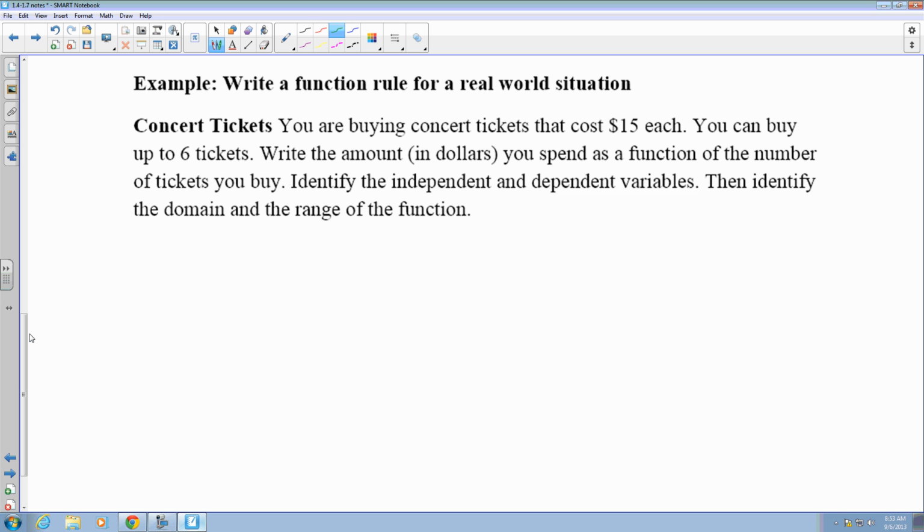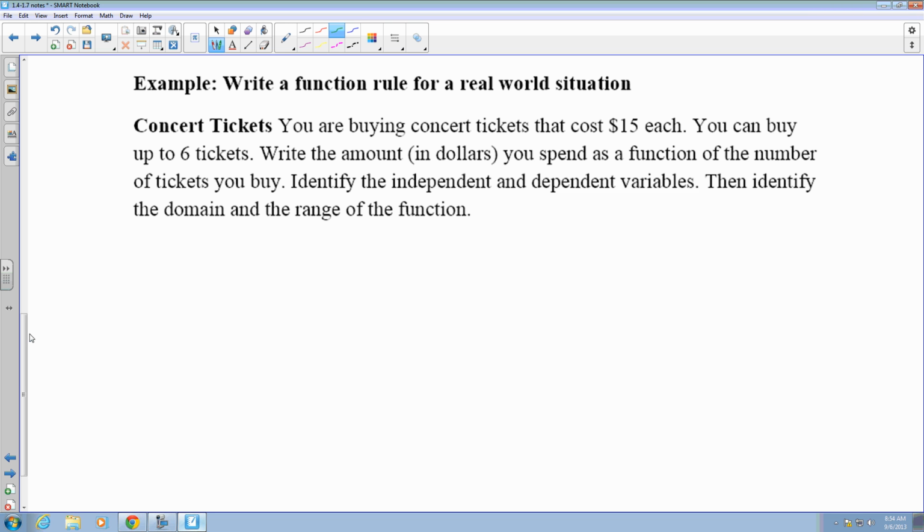Now we're going to write a function rule for a real-world situation instead of based on a table. If you're buying concert tickets that cost $15 each, you can buy up to 6 tickets. Write the amount in dollars you spend as a function of the number of tickets that you buy. Identify the independent and dependent variables, then identify the domain and the range.